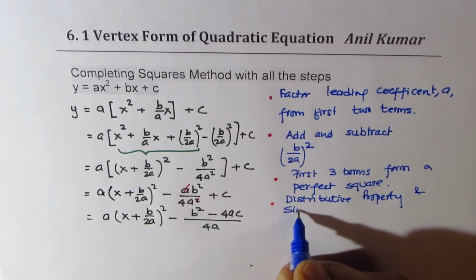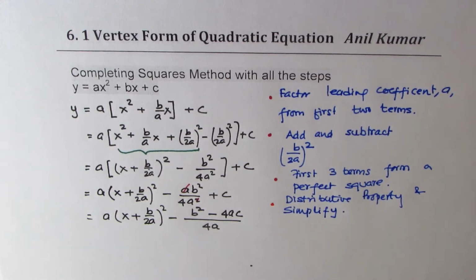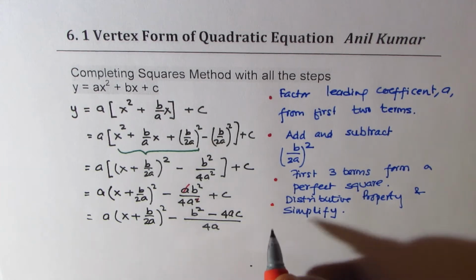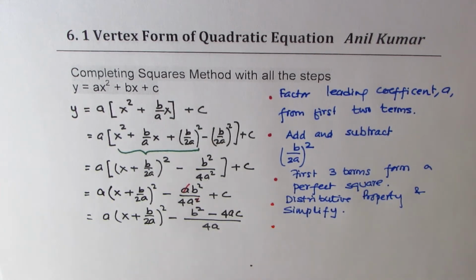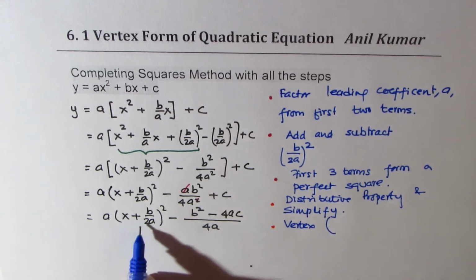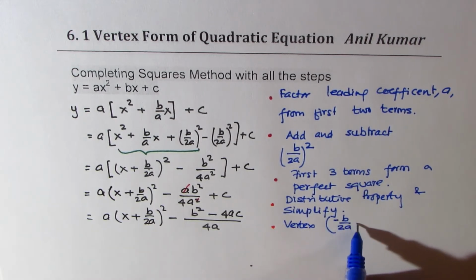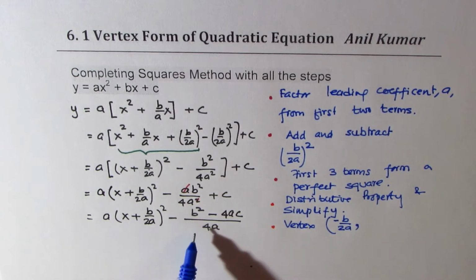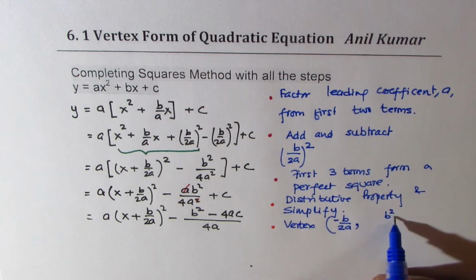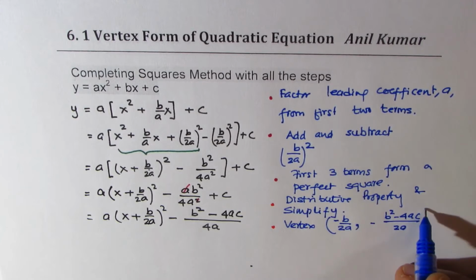And simplify. So what you get here is the value of the vertex. Now in this case, you could see that the vertex is what? Minus b by 2a, which makes this 0. Correct? And that value here is b square minus 4ac over 2a with a negative sign.